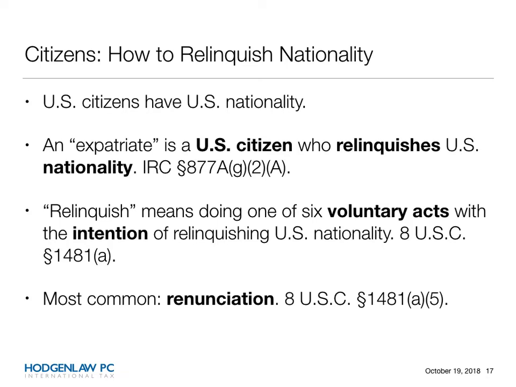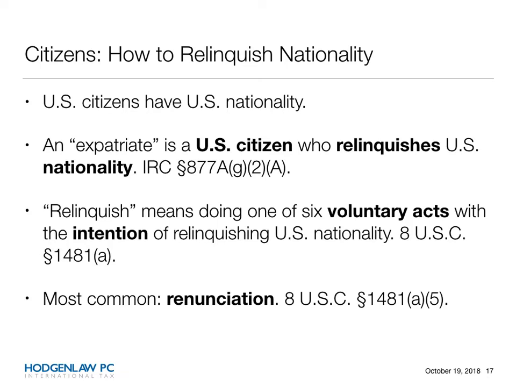So an expatriate is a U.S. citizen who relinquishes, and that's going to be the key word, U.S. nationality. And relinquish is defined by cross-reference to the Immigration and Nationality Act, which is in Title 8 of the United States Code. And there are 6 voluntary acts listed there. And you do one of those 6 acts with the intention of terminating your U.S. nationality. So it's kind of like murder, right? You kill somebody with the intent to kill them, and that's first-degree murder. You kill somebody and accidentally without intent, it's some kind of lesser crime or maybe not even a crime at all. So again, remember this, action plus intention.